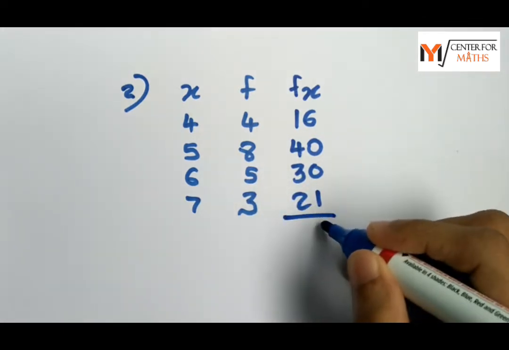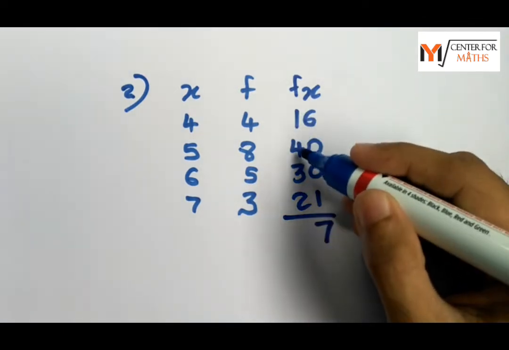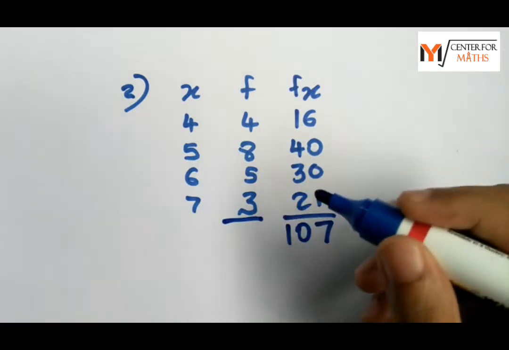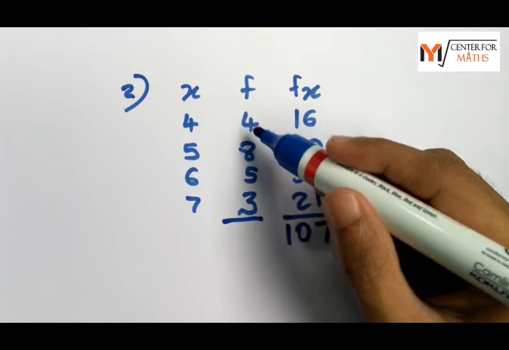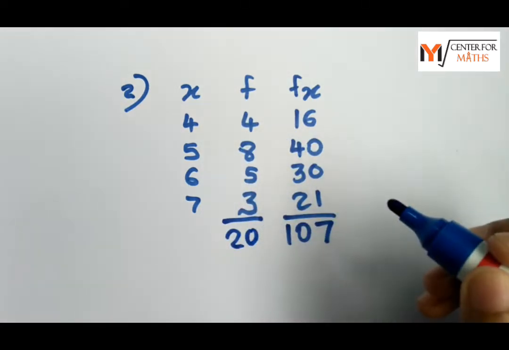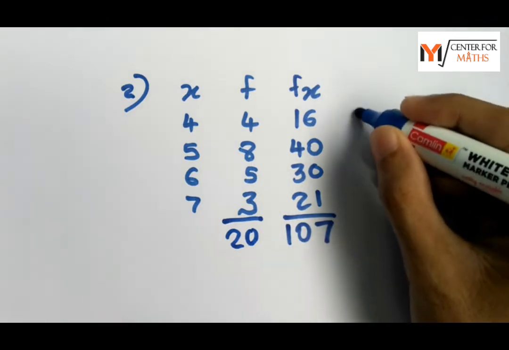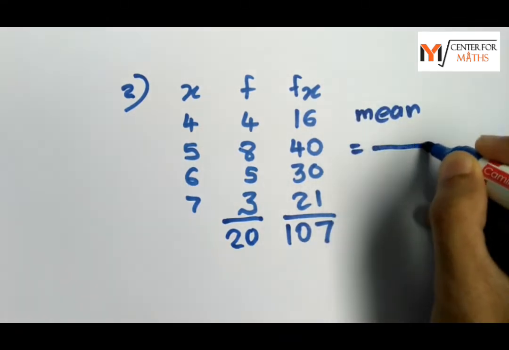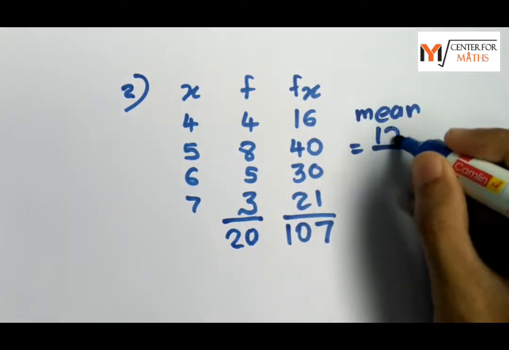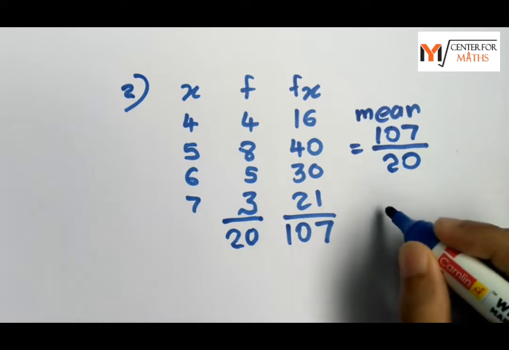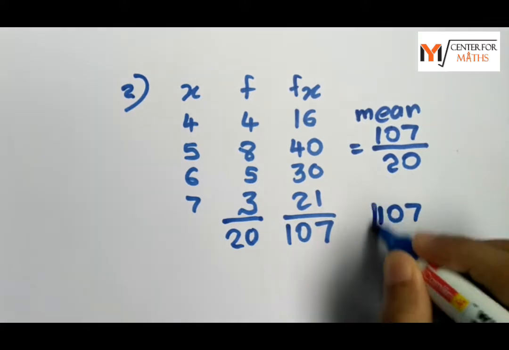Now we have to add them all. 7 and 1 is 8, plus 4 is 12, plus 5 is 17, plus 5... that means 107. Now we have to divide that by the sum of the frequencies. You can see the sum of the frequencies is equal to 20. Now we can find the mean easily. How to find the mean? Mean is equal to the sum of the fx column, that means 107, divided by the sum of the frequencies, 20. 107 will be divided by 20.